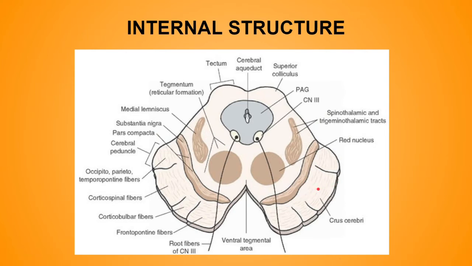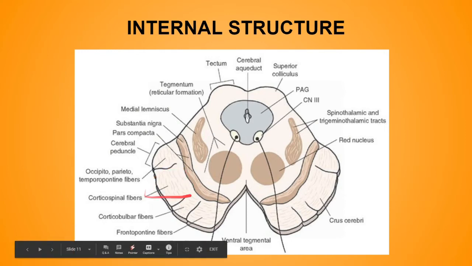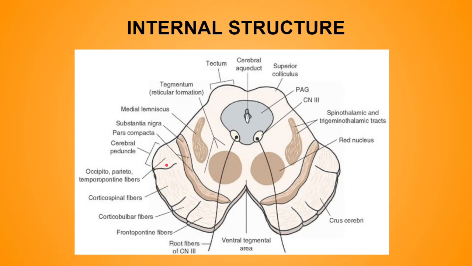The crus cerebri is a part of the cerebral peduncle situated anterolateral to the substantia nigra. It contains important descending tracts which connect the cerebral cortex to the anterior horn cells of the spinal cord, cranial nerve nuclei and the pontine nuclei. The corticospinal fibers and the corticonuclear or corticobulbar fibers, or the pyramidal tract, occupy the middle 2/3 of the crus. The frontopontine fibers occupy the medial 1/6 of the crus, and the temporopontine, occipito and parieto-pontine fibers occupy the lateral 1/6 of the crus.